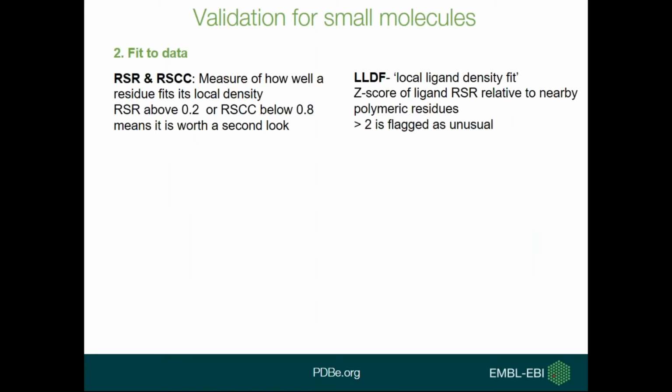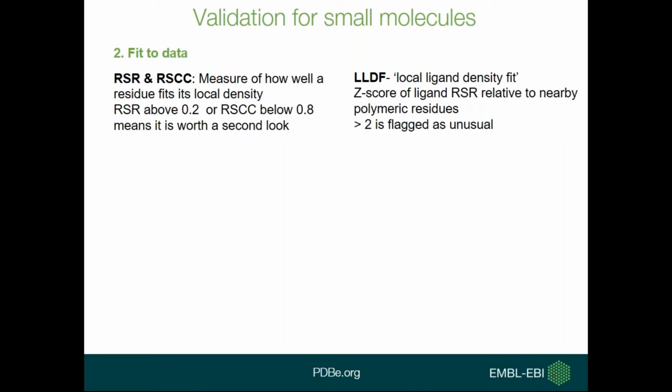The fit to data, however, we have the real space R value, the RSR, exactly the same as we do for macromolecules, and the real space correlation coefficient, the RSCC, which are both measures of how well a residue fits the electron density for X-ray structures. RSRs above 0.2 or RSCCs below 0.8 means it's worth a second look and asking the question, can I be absolutely convinced of this data?